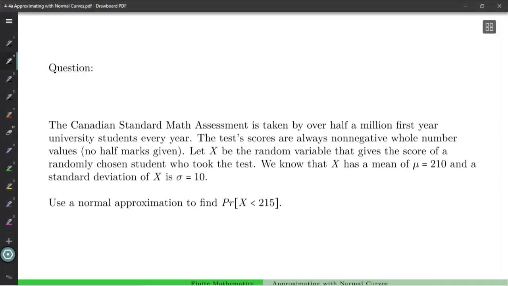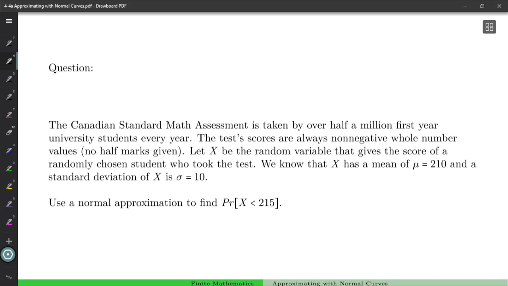The Canadian Standard Math Assessment is taken by over 500,000 first-year university students every year. The test scores are always non-negative whole number values, so no half marks are given. Let x be the random variable that gives the score of a randomly chosen student who took the test. We know that x has a mean of 210 and a standard deviation of 10. Use a normal approximation to find the probability that our randomly chosen student scored less than 215.